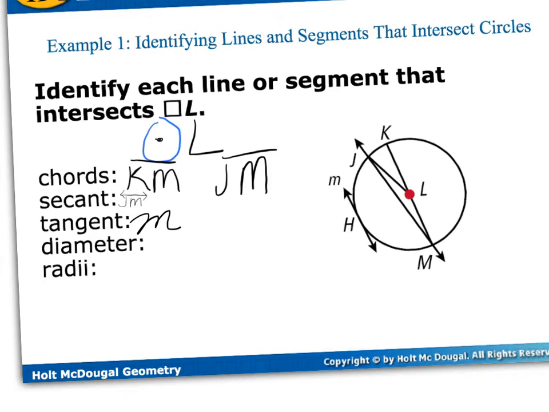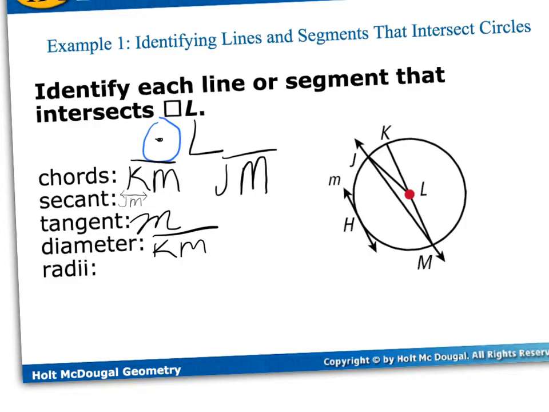The diameter, this was not on your diagram, but I believe from middle school, algebra, whatever, we're all pretty familiar with what a diameter is. Diameter is the one that goes all the way through the circle at the center. So KM is our diameter. Notice KM was also our chord. So a lot of these lines may be multiple things.